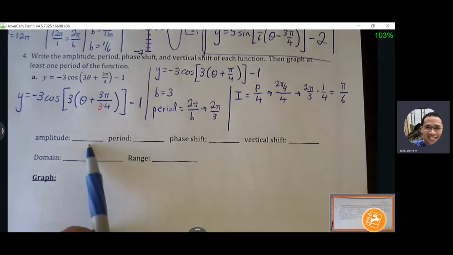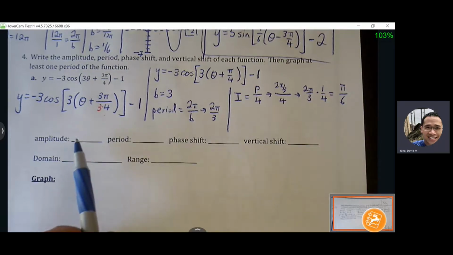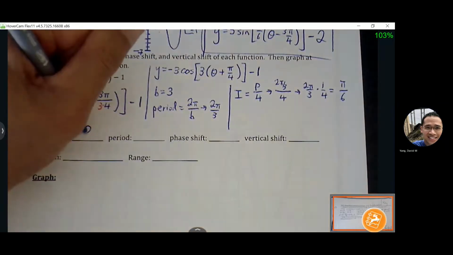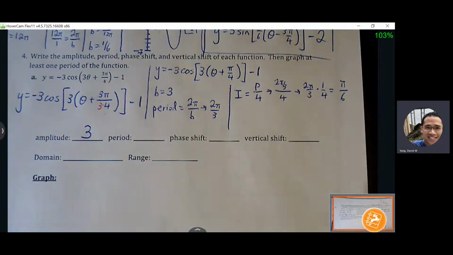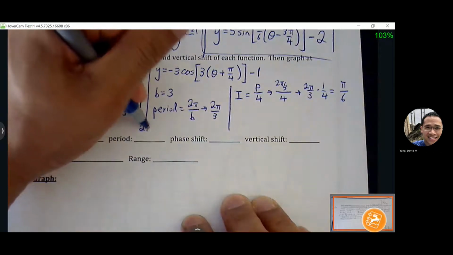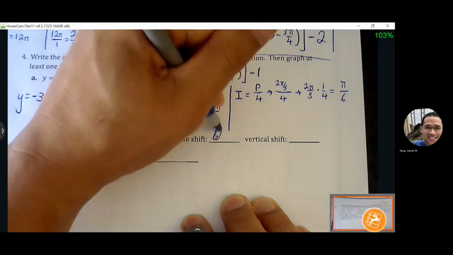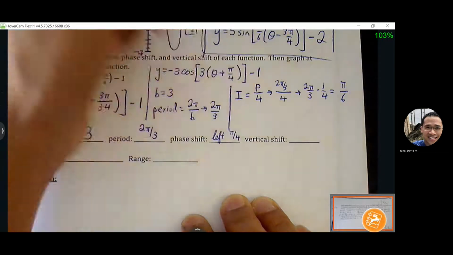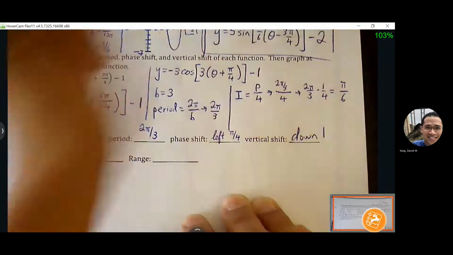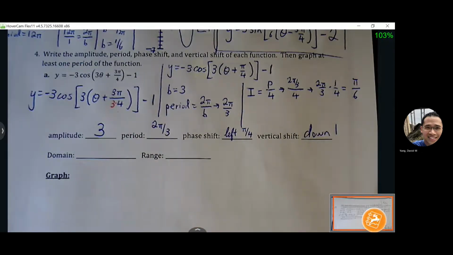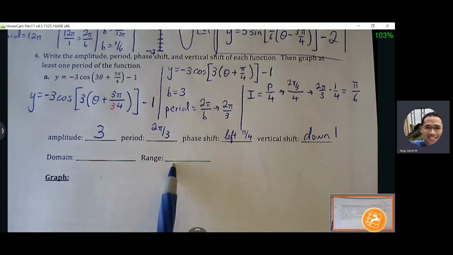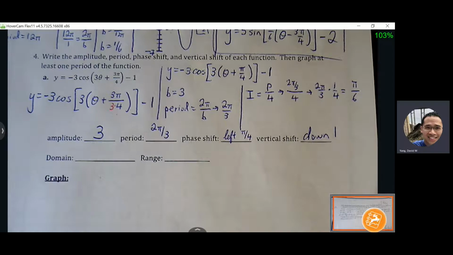Okay, what's the amplitude? Is it -3 or +3? Just 3. Yeah, your A value is -3, but the amplitude is always positive. I'll talk about domain and range because we haven't gone over that, but it's easy. You can just look at the graph and tell. So we'll say that for the end after the graph is in front of you.